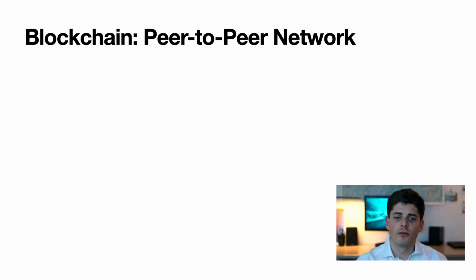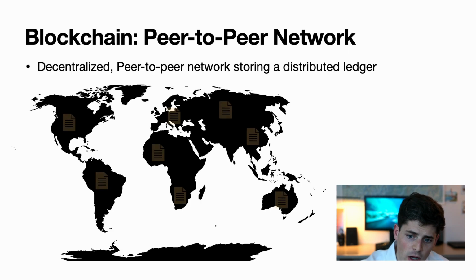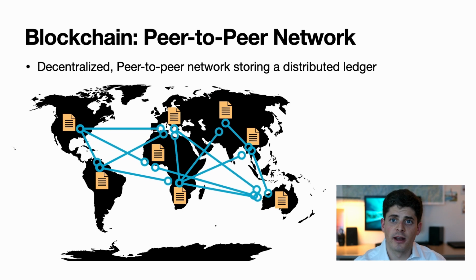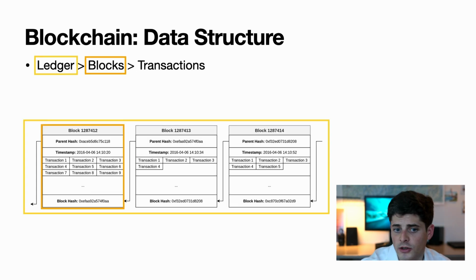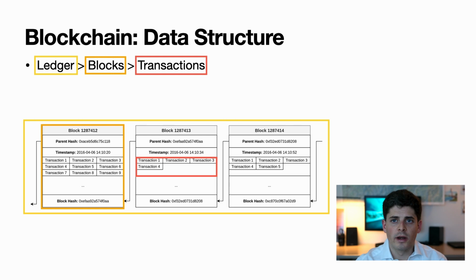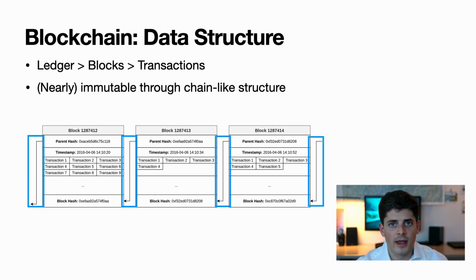The first thing you should all be familiar with is the concept of blockchains. In its simplest form, a blockchain is a peer-to-peer network storing a distributed ledger. This ledger is kept up to date by all the participants in the network. The ledger consists of blocks, and these blocks, in turn, among other information, contain transaction data. One key and important characteristic of blockchains is that they are nearly immutable. I say nearly because in some corner cases, it might be possible to change the ledger.